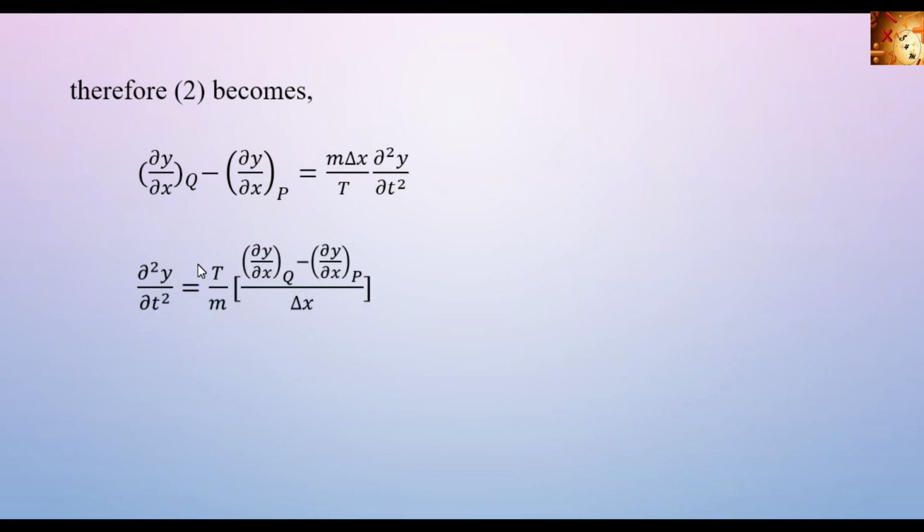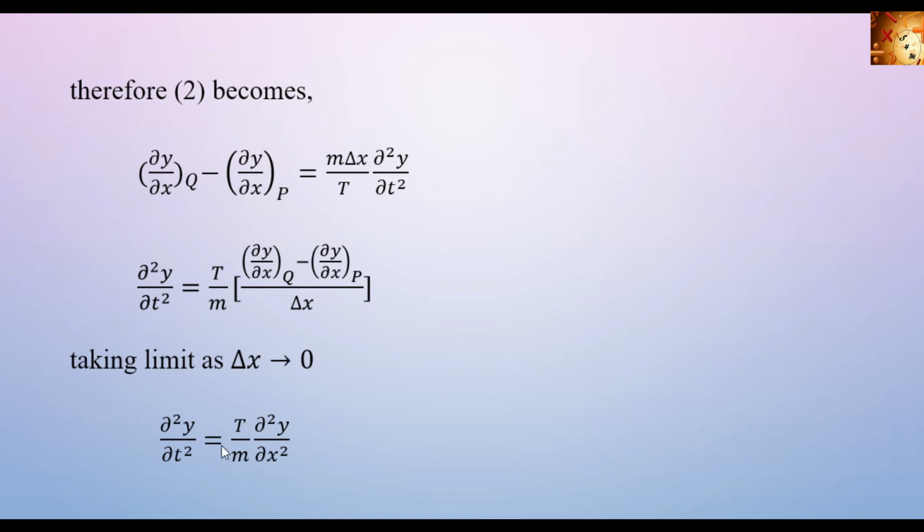Rearranging this equation, we have dou square y by dou t square equal to T by m into dou y by dou x at Q minus dou y by dou x at P divided by delta x. Next we are taking the limit delta x tending to 0. Then this equation will be dou square y by dou t square equal to T by m into, what is limit delta x tends to 0? Dou y by dou x at Q minus dou y by dou x at point P divided by delta x is dou square y by dou x square. That is the second derivative with respect to x.